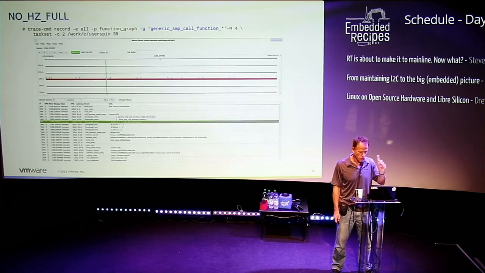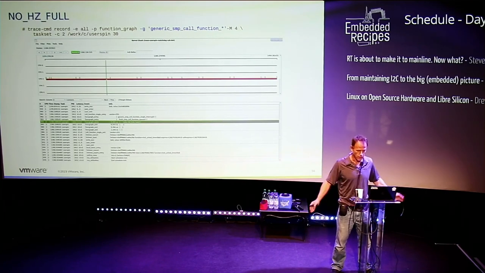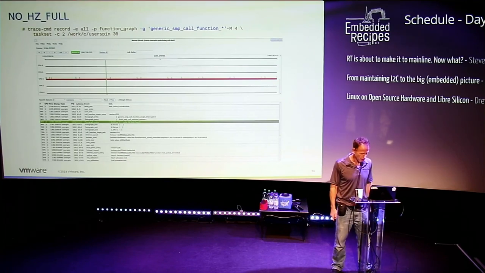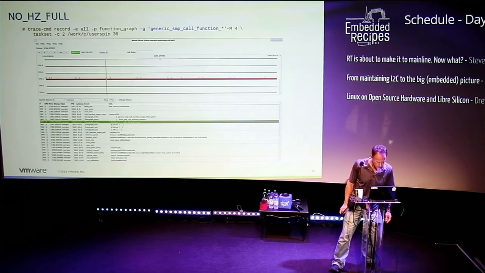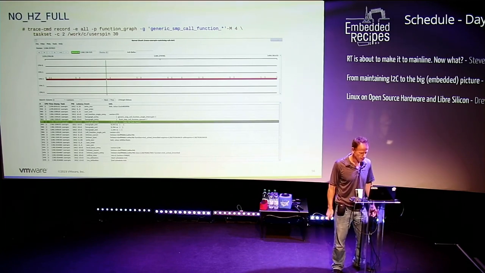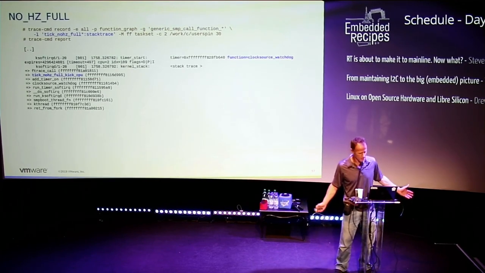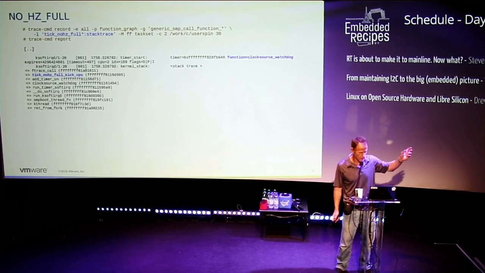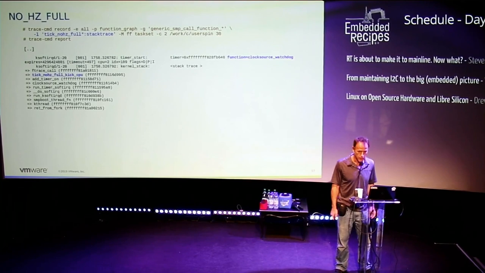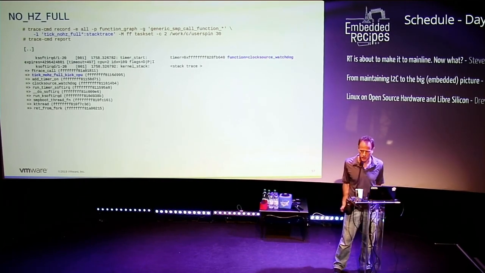So now I ran it with dash G, which means graph it. I don't care about any other function, but I want to see this function and what it's calling. Inside there I saw nohz full kick. I'm like, wait, what the heck? So I did this stack trace, recording the tracing to see where the nohz full kick is. What's happening is a timer interrupt, and the timer interrupt is this function here, clocksource watchdog. I'm like, well, wait, I turned off watchdogs. What the heck is this?